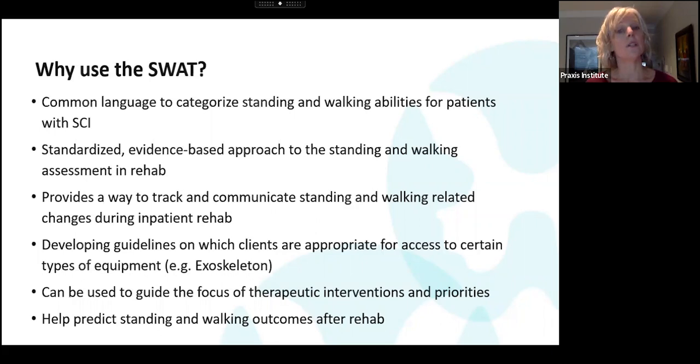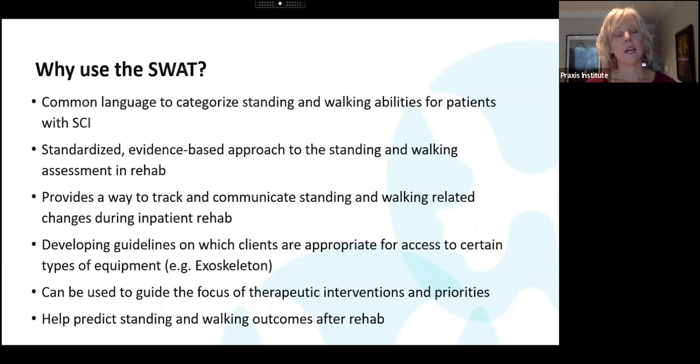It can be used to guide the focus of our therapeutic interventions and priorities. There are some centers who have used those SWAT stages to say, once a client meets a certain stage, then we need to shift their therapies to focus on this type of therapy. We need to make sure we're doing standing therapies. At an individual level, having those outcome measures and the results of them can help you also focus your specific therapies and priorities with each client in terms of really knowing what areas of, say, standing balance they're struggling with.